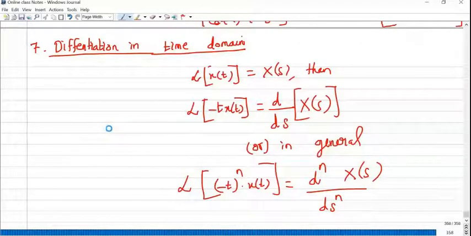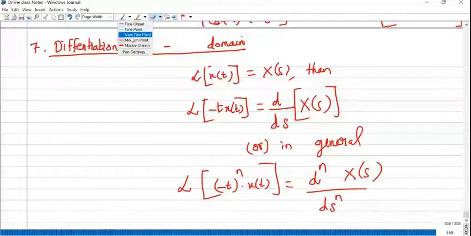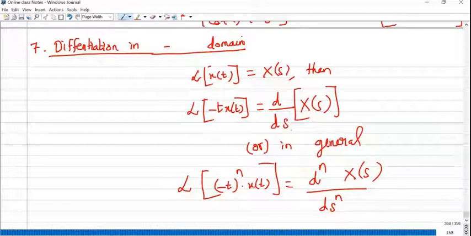This property is called differentiation in S domain, or frequency domain, because in the property we have d by ds of x of s. This is the S domain or frequency domain. So minus t x of t, the result is d by ds of x of s.